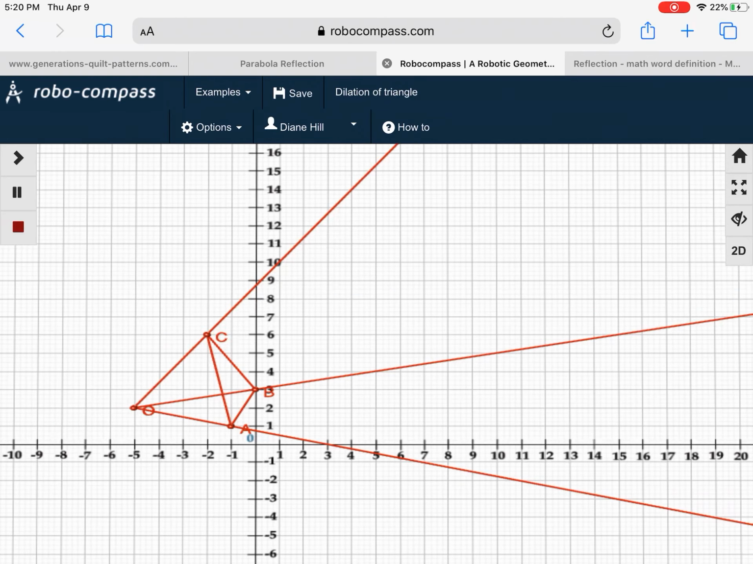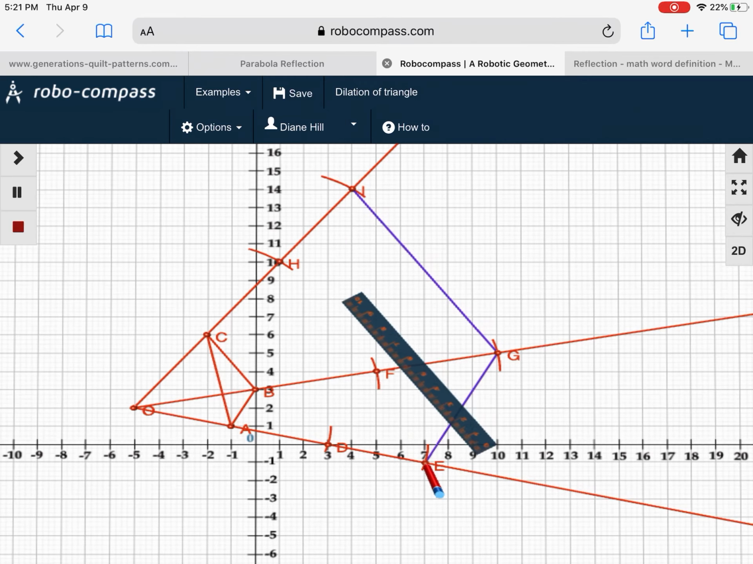So there are the lines, and you're just using your straight edge to do that. You notice that the compass measured from O to A and then is marking it off 2 more times. Then it measured from O to B and then is marking it off. And then from O to C and then it's marking it off. So those 3 new points are the points of our new triangle.